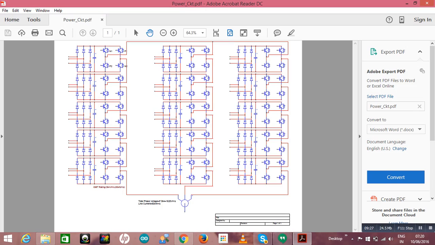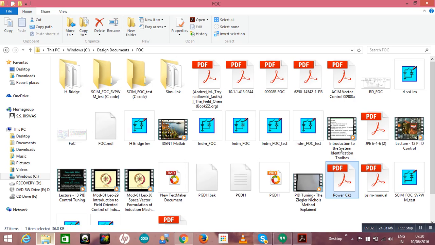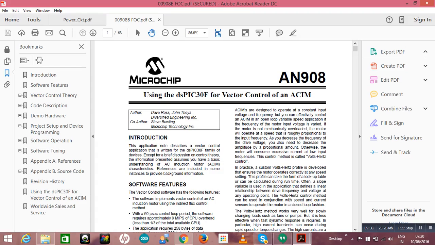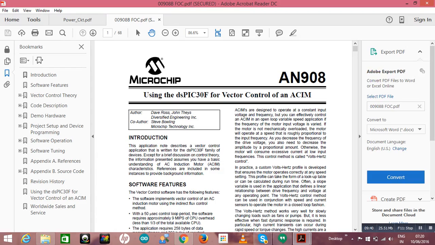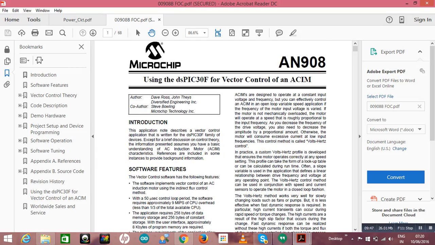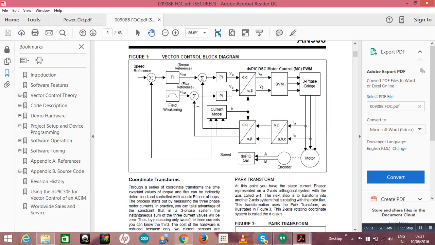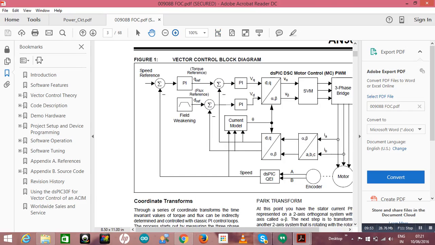Okay, now I will go to the control circuit. In the control circuit also, it's already a proven thing. You need not do any R&D. Already Microchip and TSP, people have implemented it, and there is nothing to do, the entire thing is given here.